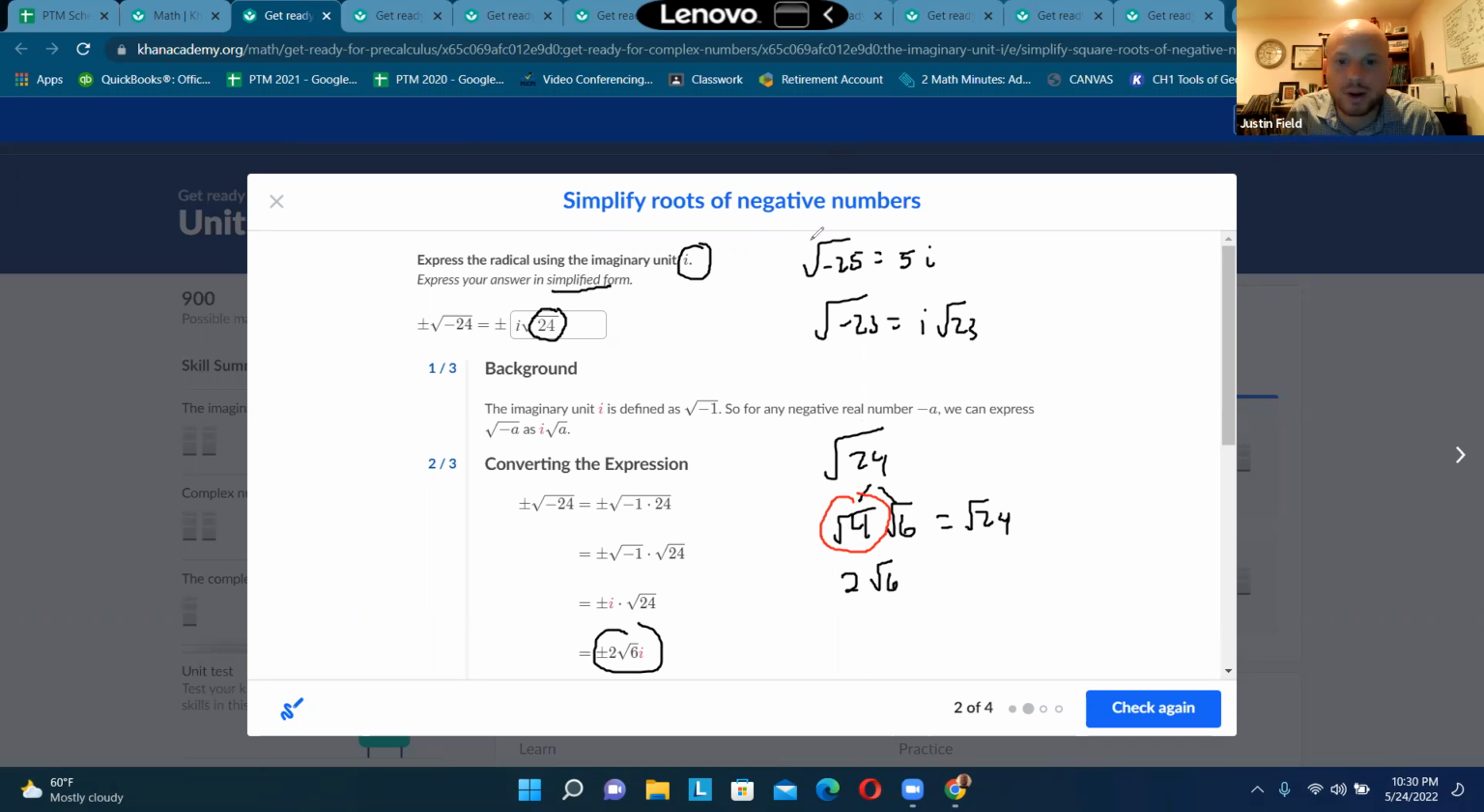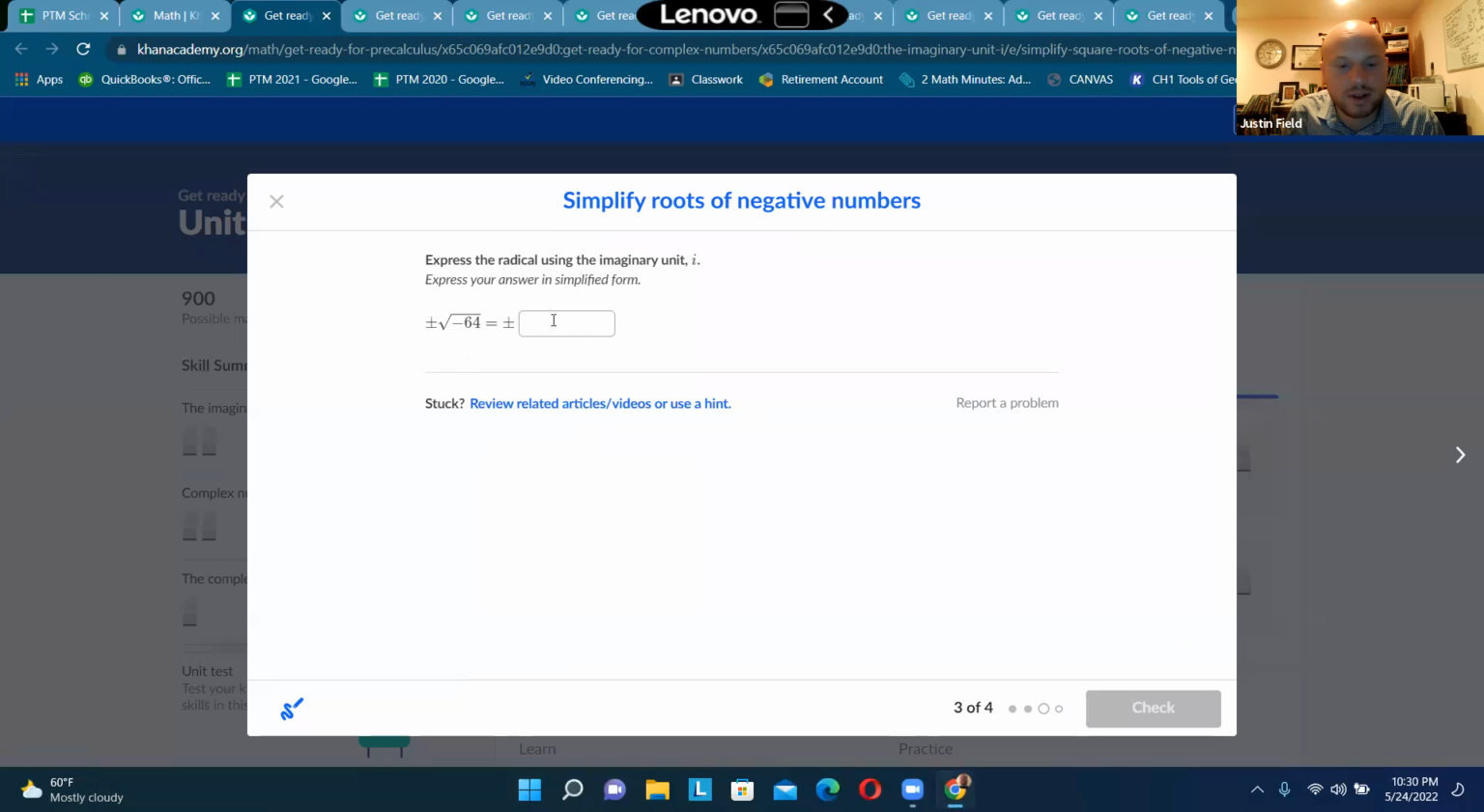All right, let me try one. I'm going to get this right, you see. I got it. The square root of 64 is 8, so this is 8i. Ta-da! I'm ready for pre-calculus.